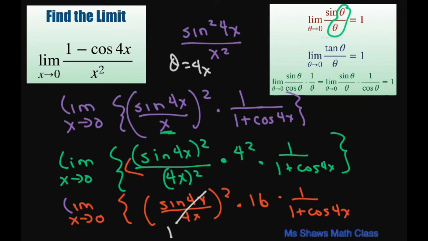So basically I have 1 squared times 16 times, and now when you substitute in the 0 here, you're going to get 1 divided by 1 plus cosine of 0, and cosine of 0 is 1. So that's going to be times 1/2. So your limit's going to end up being 8, which is 1/2 of 16. And that's it.